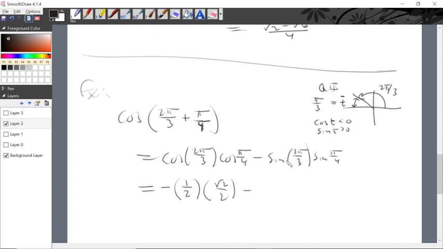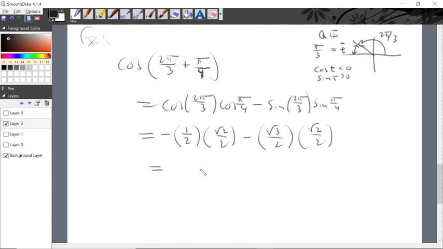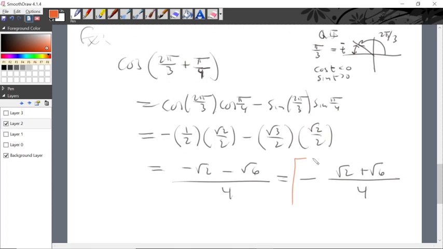Then we have minus the sine of 2 pi over 3. Sine of 2 pi over 3 is going to be positive because we're in quadrant 2 with a reference number of pi over 3. The sine of pi over 3 is root 3 over 2. And then the sine of pi over 4 is root 2 over 2. So this gives us negative root 2 minus root 6, all over 4. Another way we could write that is to factor out the negative from the entire fraction and put it in front. Then the numerator would be root 2 plus root 6. So now we have an entirely negative quantity.